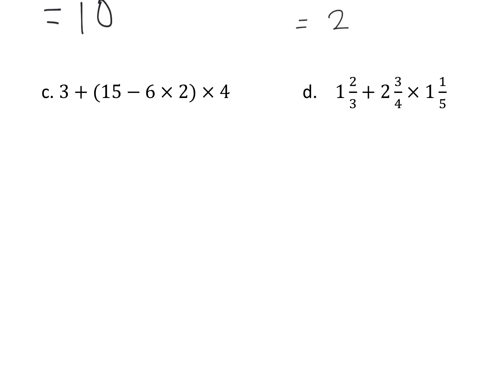In part C, we need to do the brackets first, so we can leave the 3 plus and the times 4 bit. Now within the brackets, we've got 2 calculations. We've got 15 minus 6 times 2. And out of the multiplication and subtraction, we should do this multiplication first. So we can do 6 times 2, which is 12. And then if we do 15 minus 12, we get 3. And then that's 3 times 4.